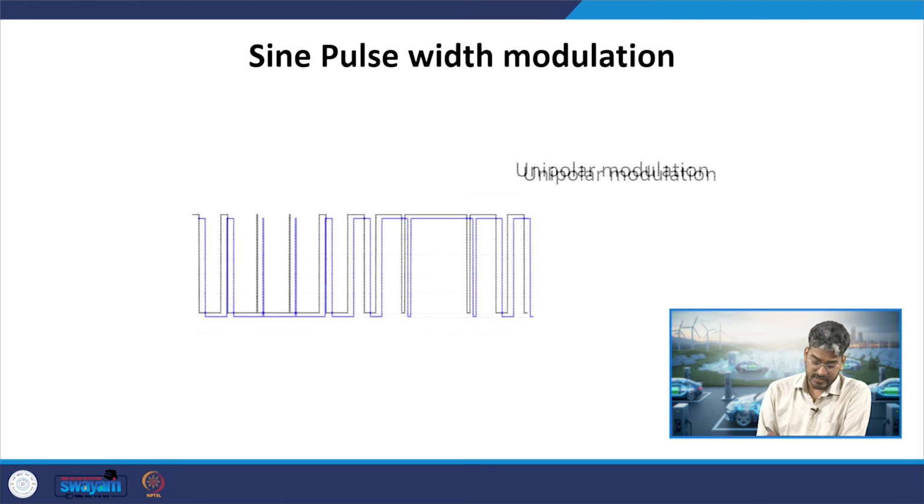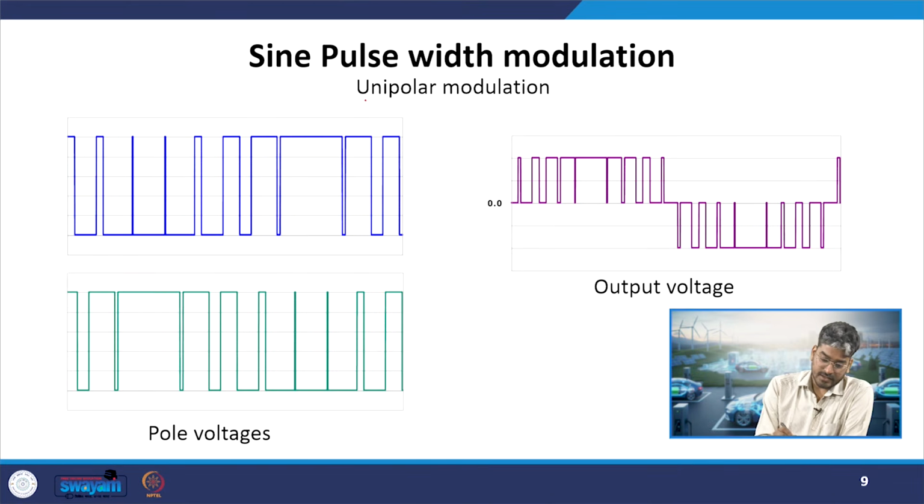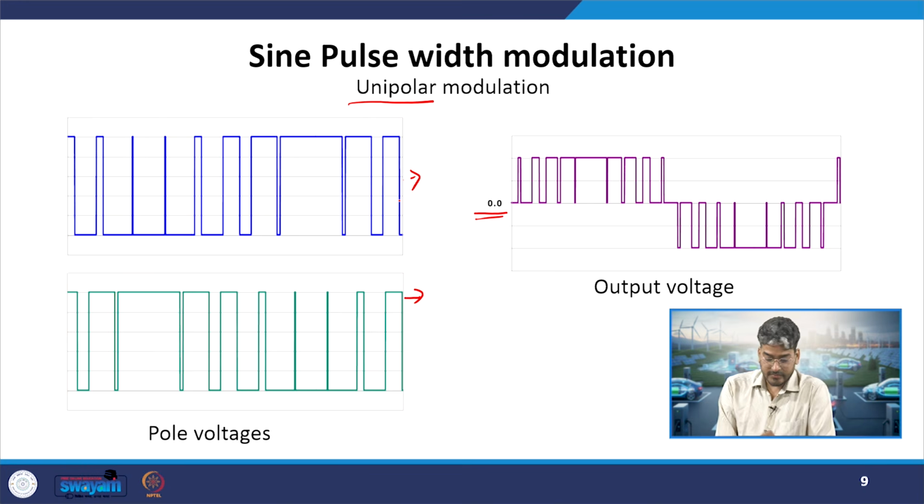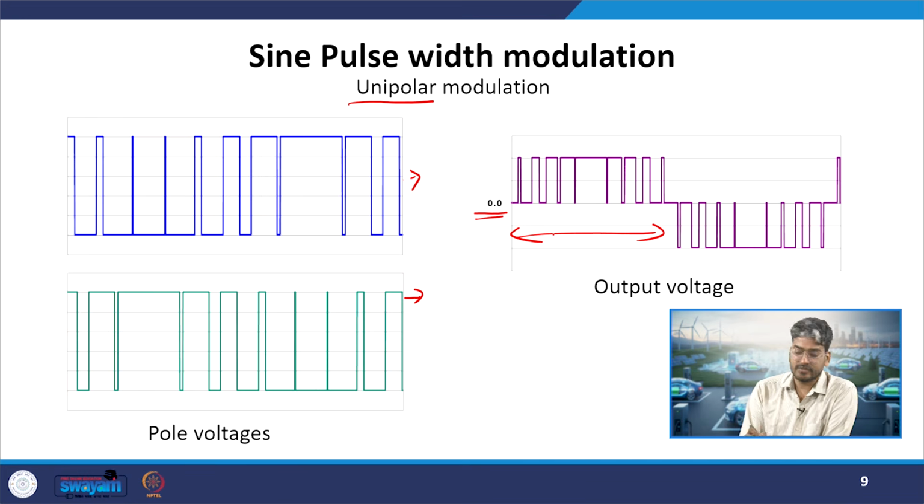In this method, as the name suggests, we have unipolar voltage. What is the meaning of that? In the positive half cycle, this is the output voltage, and this is the pole voltage, that is, the voltage generated by leg 1 and leg 2 respectively. If I see the output voltage in the positive half cycle, during this duration the voltage is either 0 or positive. So I am not having any negative voltage in this case.